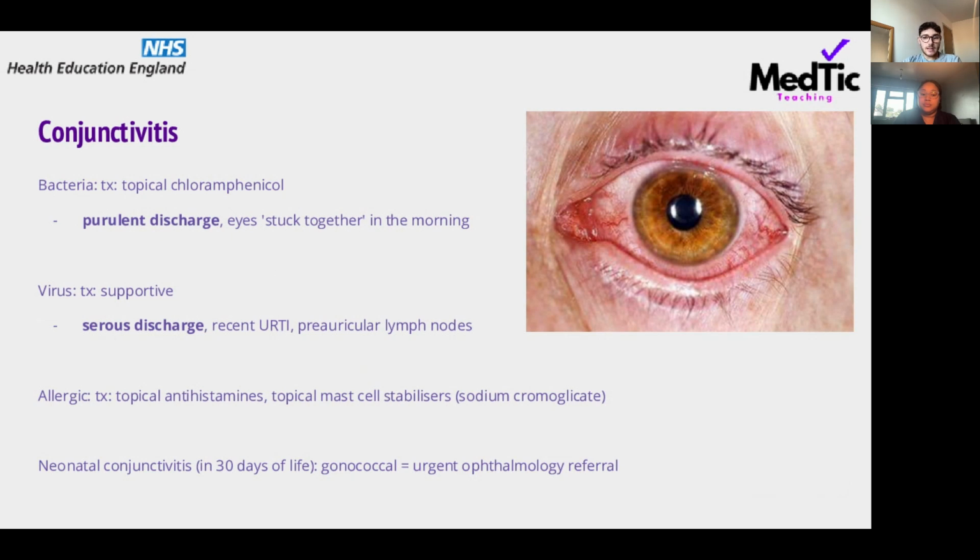Conjunctivitis is usually something you don't need to refer to ophthalmology. If it's resistant to treatment, then you definitely would. The other reason you definitely do is in neonatal conjunctivitis, so conjunctivitis in the first 30 days of life, because it's likely caused by gonorrhea, so that's an urgent ophthalmology referral.